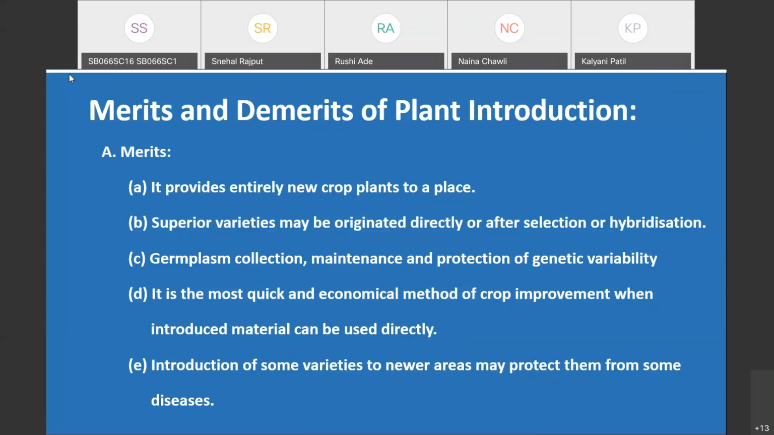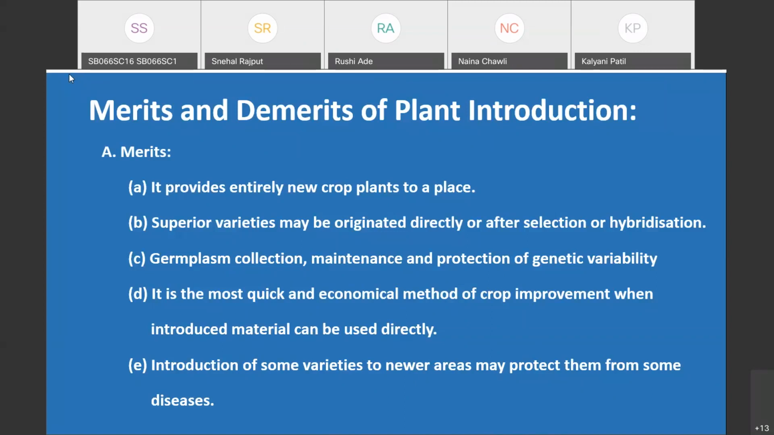Okay, what is meant by selection and what is meant by hybridization, we will discuss in later lectures. Then, germplasm collection, maintenance and the protection of genetic variability. That is also an advantage of plant introduction.